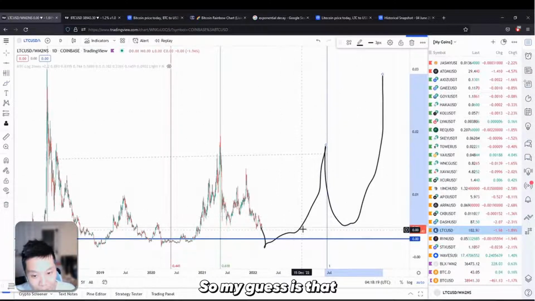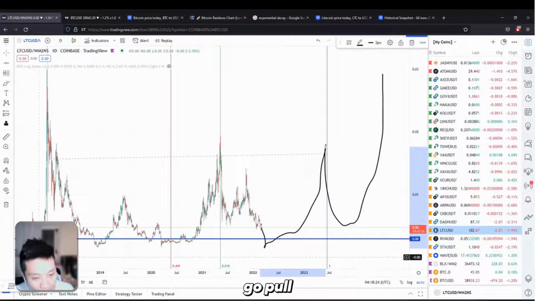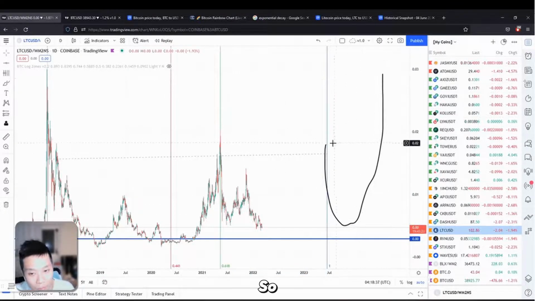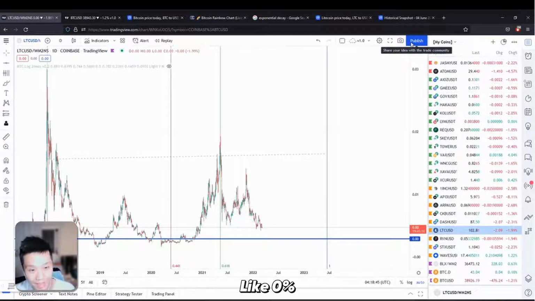So my guess is that Litecoin can't go down low, right? If Litecoin pulls down 76% when Bitcoin pulls back 50% from this point forward, practically from 40K down to 20K, you don't think Litecoin is going to pull down a negative 7%? Of course it's going to. So we can essentially rule out the possibility that Bitcoin can go to 20K. It's just not possible. I'm not saying there's a 0% chance, but I wouldn't bet on that. You know what I mean?